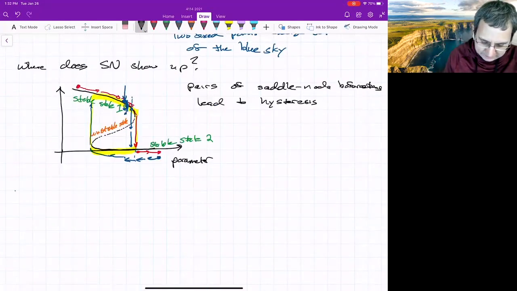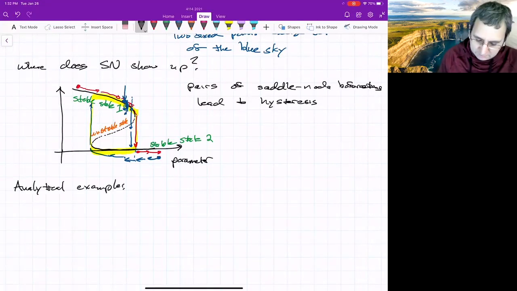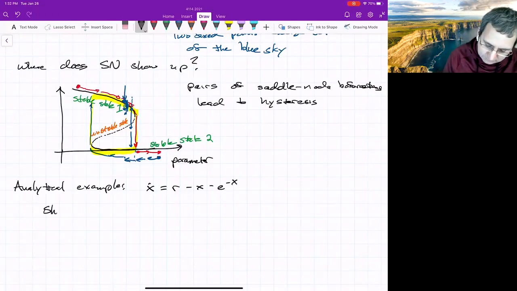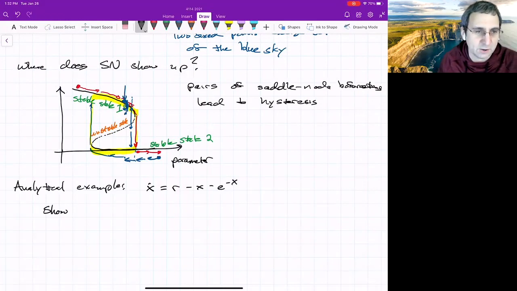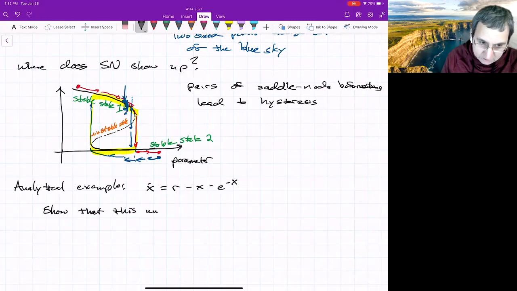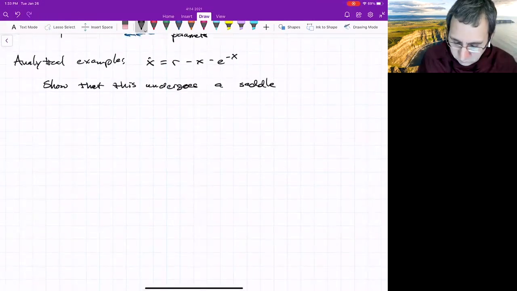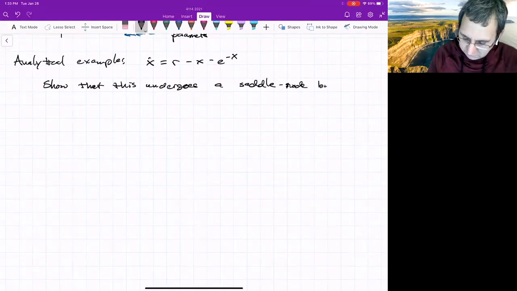Here's an analytical example. If I have a system that looks like this, x dot equals r minus x minus e to the negative x, suppose I have secret knowledge that this shows a saddle node bifurcation. I want you to just show that this undergoes a saddle node bifurcation. And you might wonder, well, how do I do that? I can't stare at that and analytically figure out what the fixed points are, but you could do it graphically.